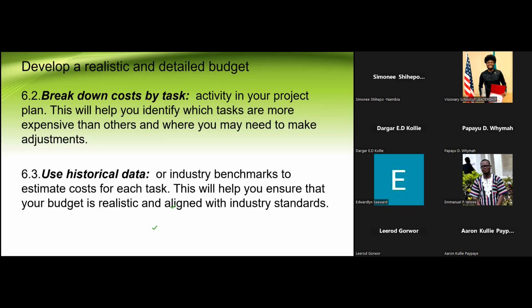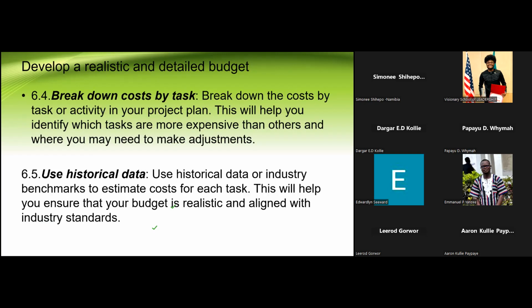And then also you will use historical data or industry benchmarks to estimate cost for each task. What I also do is, if it's equipment, obviously you go out there, you get quotations and you see what it's like in the market now, because maybe the historical data that you have is of a project that was 5 years ago, and the rates were different, all the prices were lower, and so on. So this will help you to ensure that your budget is realistic and aligned with industry standards. So very important.